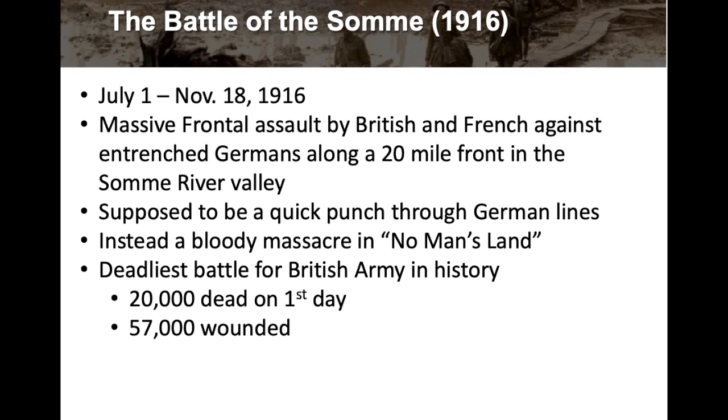It's supposed to be a quick punch. Unfortunately, it ends in a bloody massacre in no man's land. They did not punch through anything, and it just led a bunch of British to the slaughter.